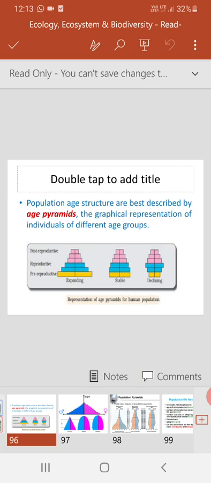And most of the threatened species are a very good example of declining populations. For example, the cheetah population in Africa is a very good example of a declining population.